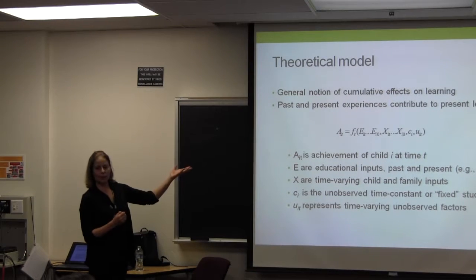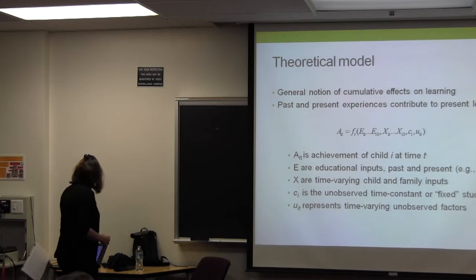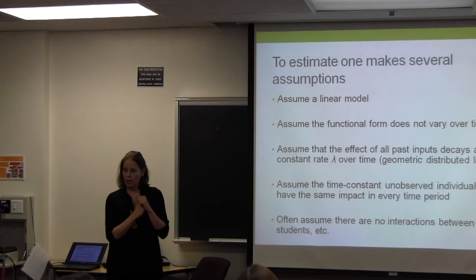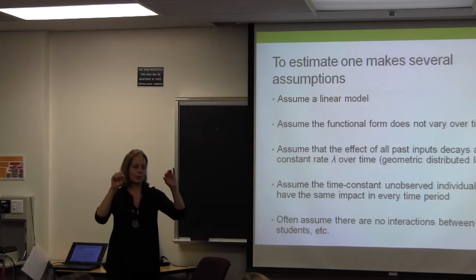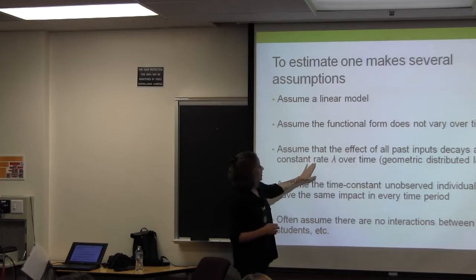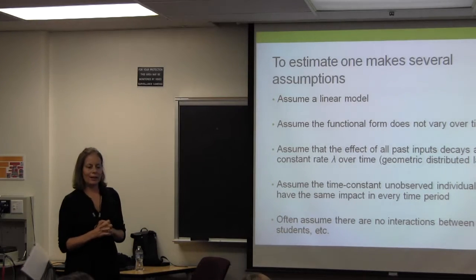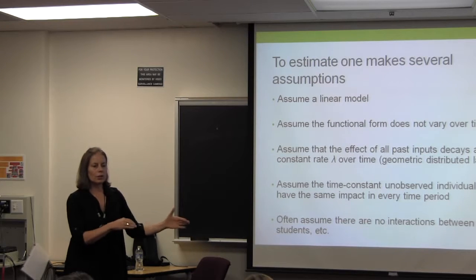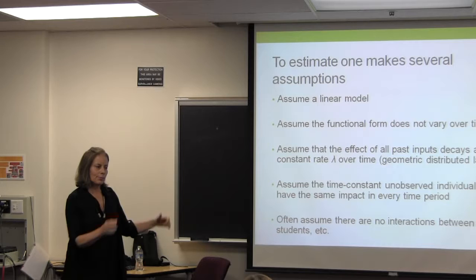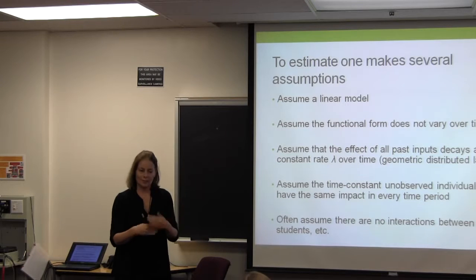Now, however, you can't estimate that, because we don't know what the functional form is. It's just a concept, really. So to estimate it, you have to start assuming linearity. You assume that the functional form doesn't vary over time, so the same functional form that applies to fifth grade applies to third grade, et cetera. You've got to assume that the effect of all past inputs decays at a constant rate, lambda, over time. This is called the geometric distributed lag assumption. It's like saying that what you learned last year decays, you kind of forget it, at the same rate this year as what you learned two years ago decayed last year. So it's the same rate of decay every year.